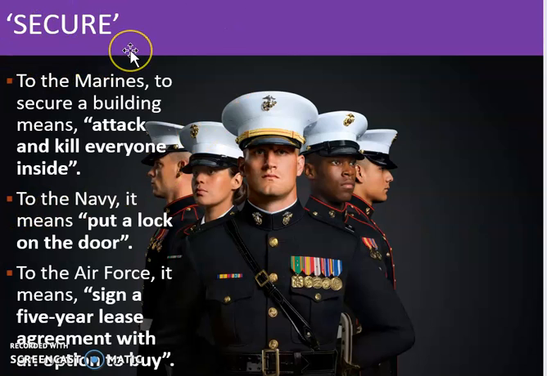The word secure. So if we look here to the Marines, the word secure means attack and kill everyone inside. If you are to secure a building, that's what it means, to take over the building in essence. To the Navy, if you secure something, it means put a lock on the door. And to the Air Force, the word secure means sign a 5-year lease agreement with an option to buy. So this is sort of a jokey phrase, but again, it's showing you that the meaning of words might potentially mean different things to different people.